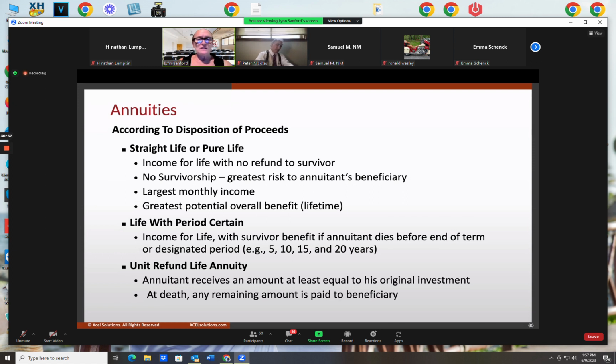A beneficiary is not named on a straight life payout, because it's only guaranteed to be paid out to one person by the insurance company. And when that one person dies, all payout stops. There is no survivorship. It's the greatest risk to the annuitant's beneficiary, because it's not going to be paid out to anybody else except the annuitant.